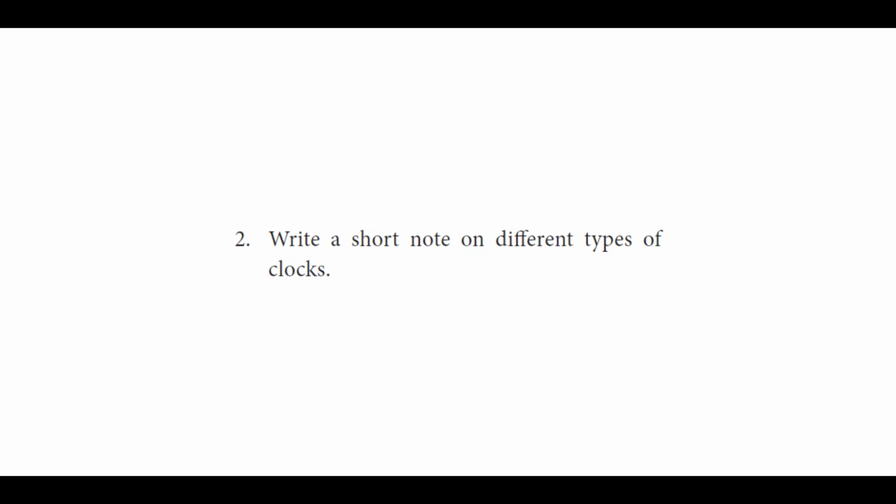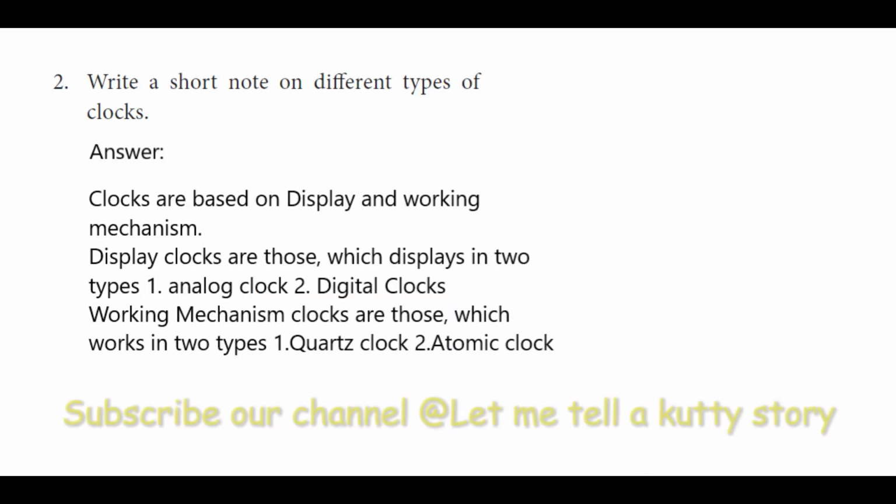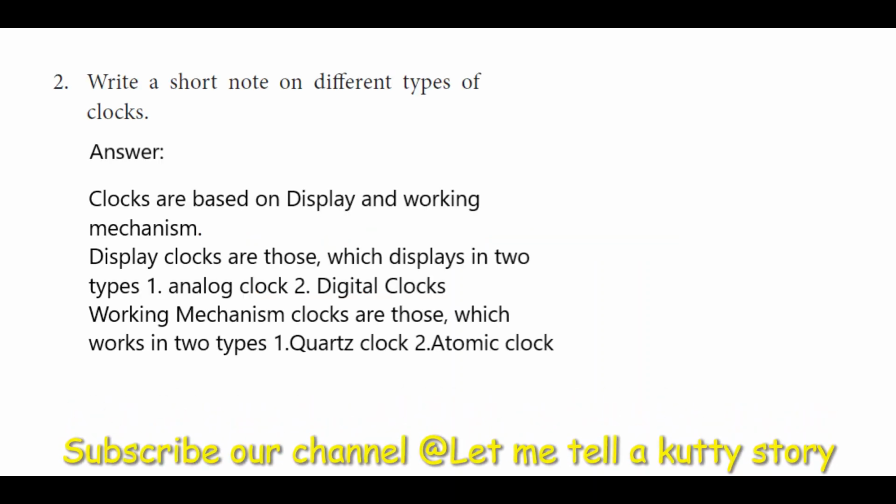Write a short note on different types of clocks. Answer: the clocks are based on display and working mechanism. The display clocks are of two types: one is analog clock, second is digital clock. And working mechanism clocks are also of two types: one is quartz clock and second is atomic clock. Okay, we will see in the next section.